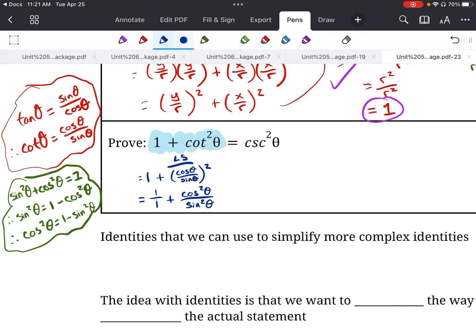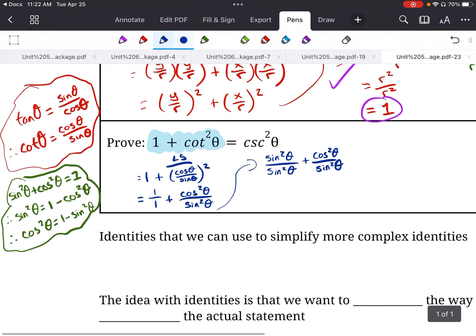And remember, when you're adding fractions, you have to have a common denominator. So we're going to change that first fraction from 1 over 1 to sine squared theta over sine squared theta, right? They mean the same thing. Now that our denominators are the same, we just add the numerators.